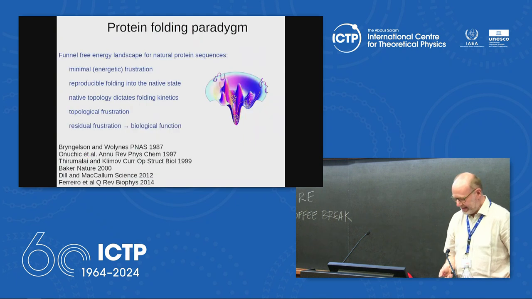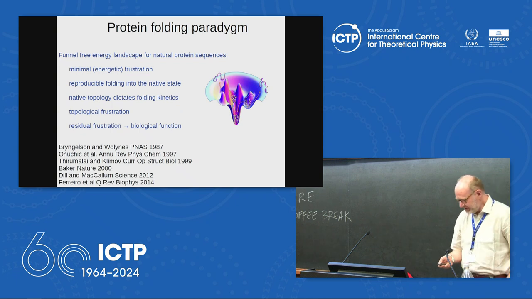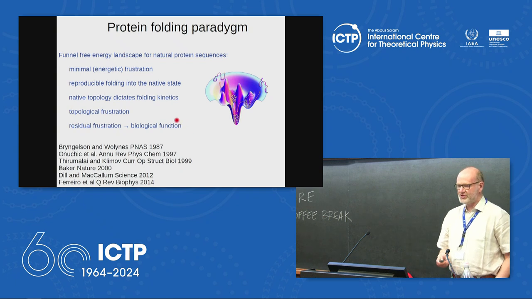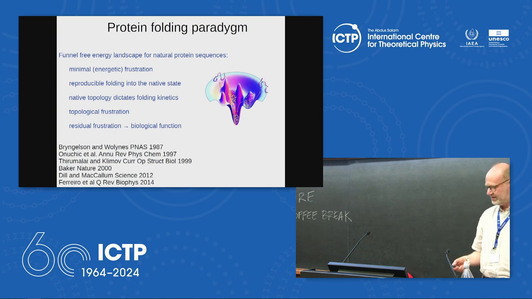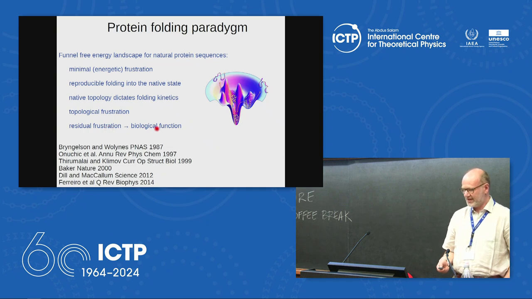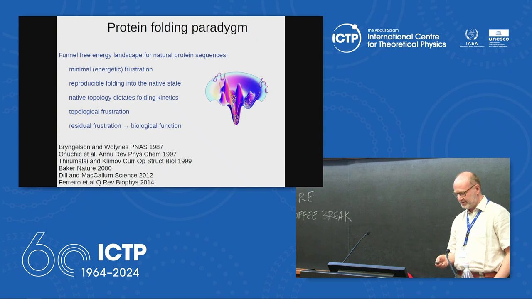Okay, luckily we had before the coffee break a very nice introduction to the energy landscape theory, which is a well-known paradigm in protein folding. So natural protein sequences minimize energetic frustration in order to have reproducible folding into the native state. On the other hand, some amount of residual frustration may occur connected to biological function, which can be measured through the frustratometer server, as we heard before.